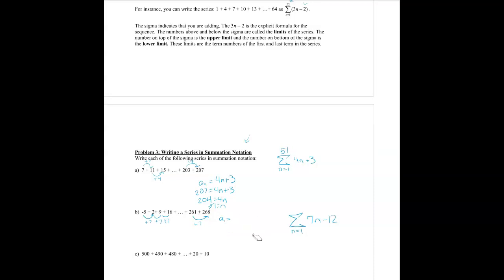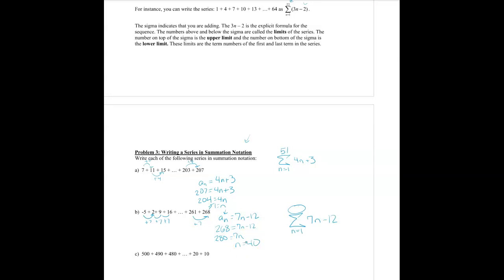Alright, now that I've got my explicit formula, I can say a sub n is equal to 7n minus 12. I know that my last term is a sub something equals 7n minus 12. But that last term I know for sure is that 268, so I'm going to plug that in. And I've got 268 equals 7n minus 12. Now I just solve for n to figure out what goes up here. So this should give me 280 is equal to 7n. Divide by 7, and I should get n is equal to 40.